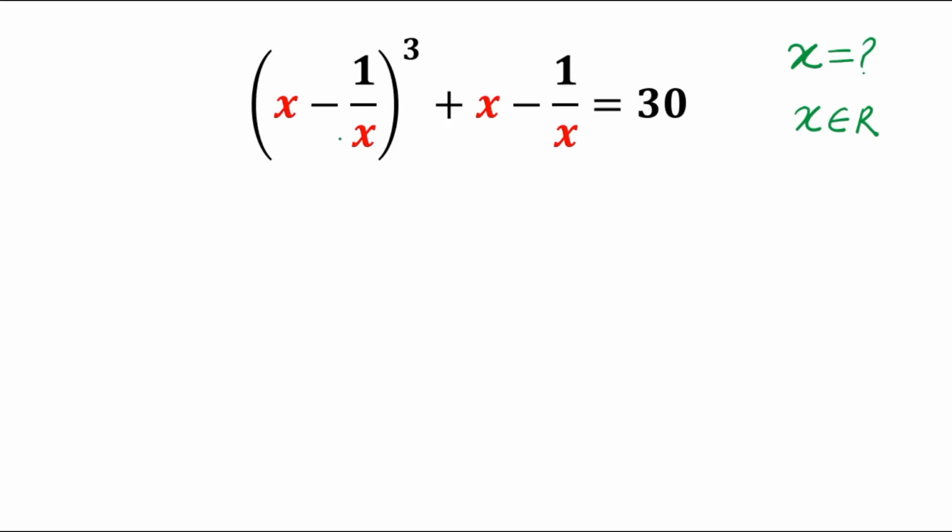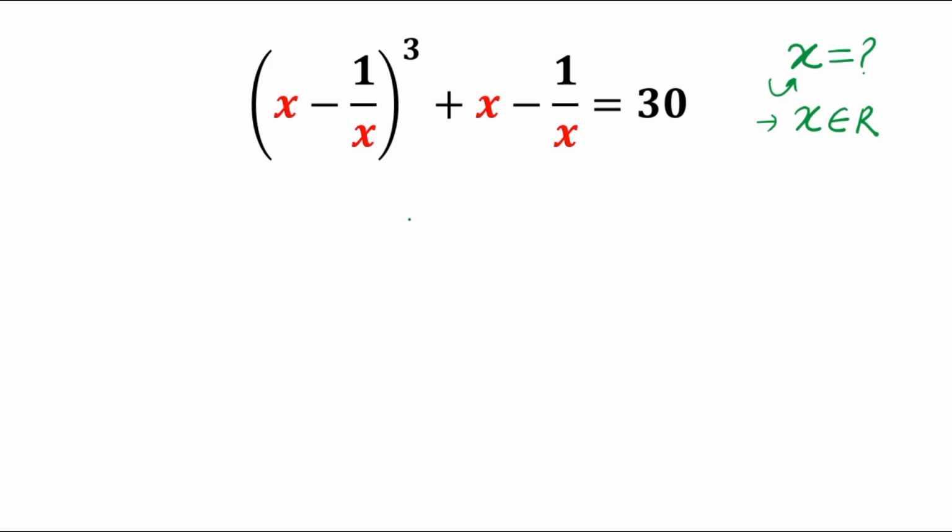We have (x - 1/x)^3 + (x - 1/x) = 30. Here we need to calculate the value of x, where x belongs to the real numbers. Look carefully at the left hand side. We have x - 1/x and here x - 1/x.